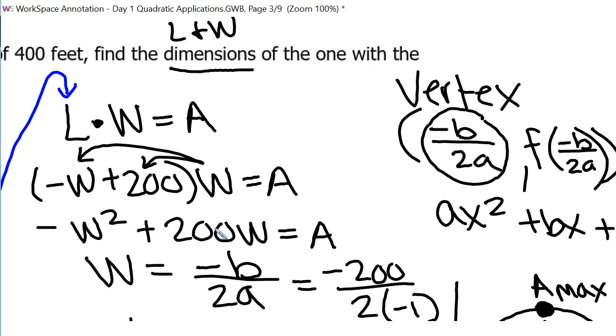Positive 100, and what would the measurement be? What units are they using? Feet. So the width is 100 feet. What else did they ask me to find?